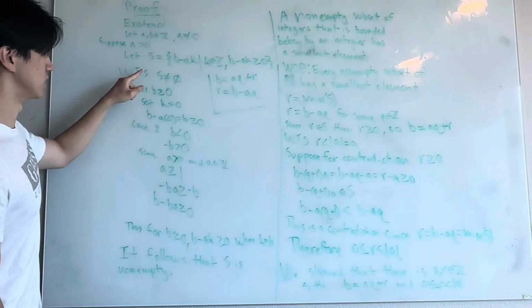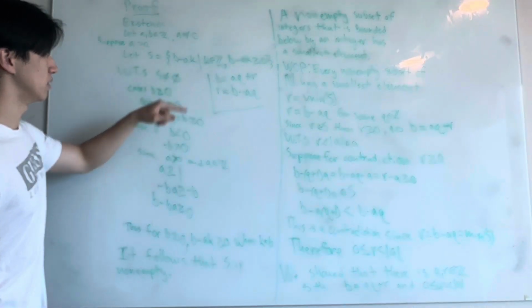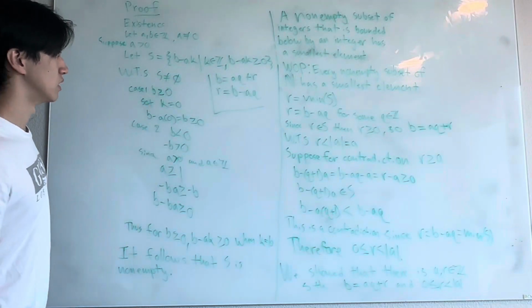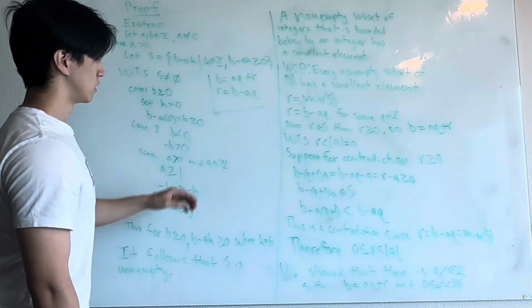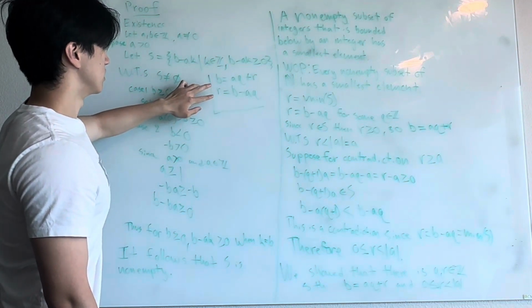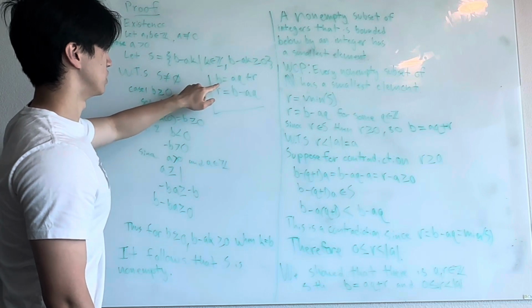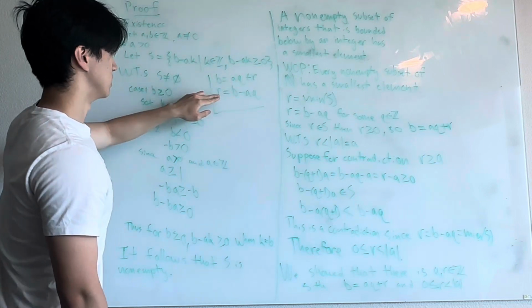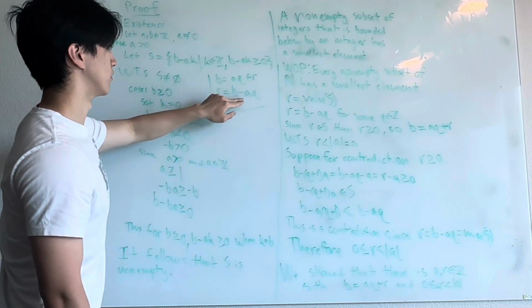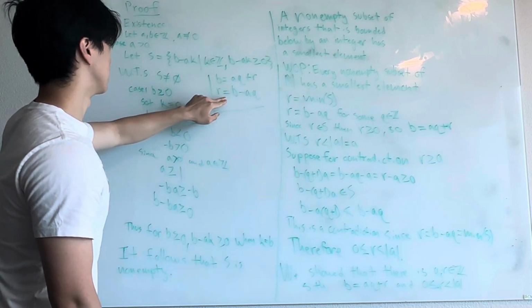And we're going to consider the set S of b minus ak, where k is an integer, and b minus ak is greater than or equal to 0. The reason we want to consider this set is that from the division algorithm we have b is equal to aq plus r, and all the elements are just the rewritten form of the remainder r.